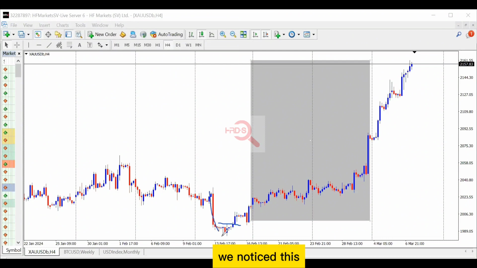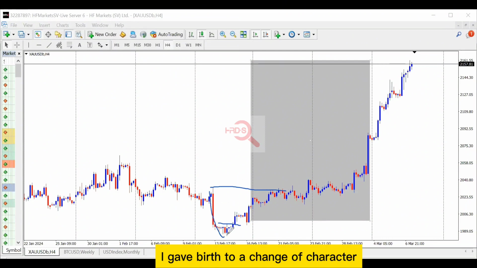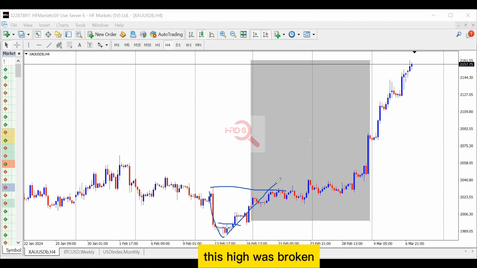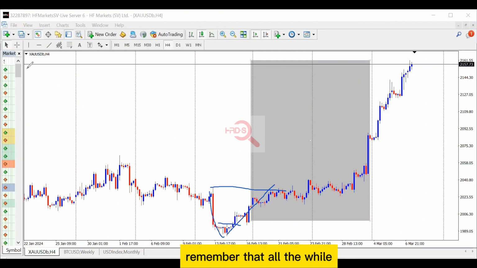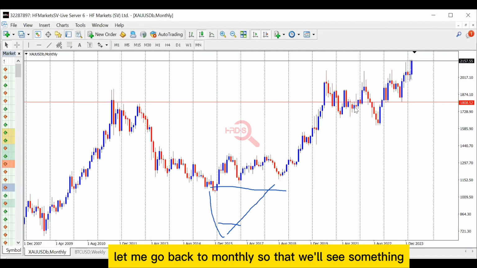We noticed this, but this is a major high that gave birth to what? A change of character. Immediately this high was broken, we knew that there is a change of character. Now the 4 hours time frame has aligned back with monthly and weekly time frame. Remember that all the while, let me go back to monthly so that we'll see something.